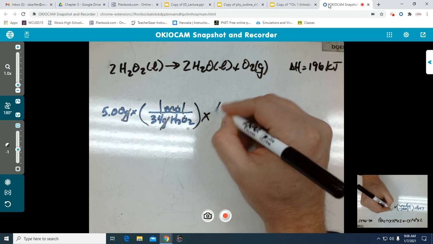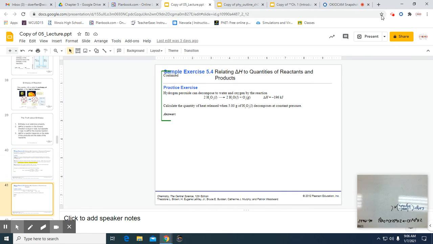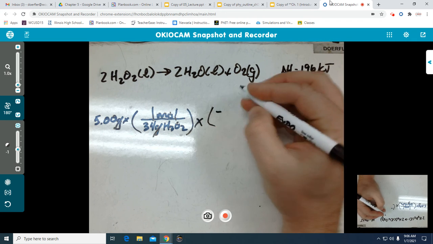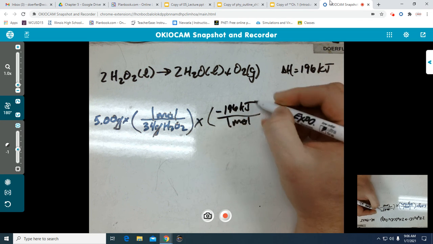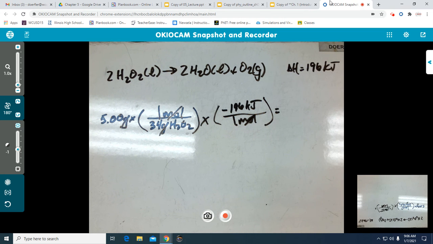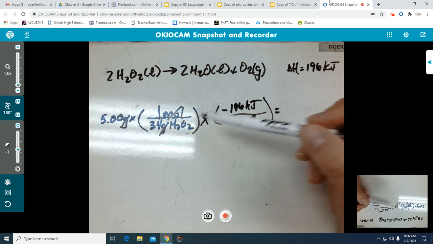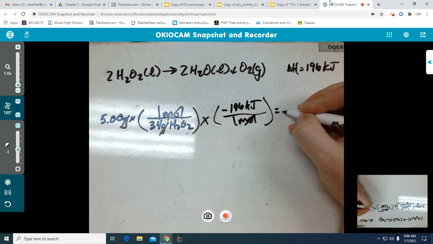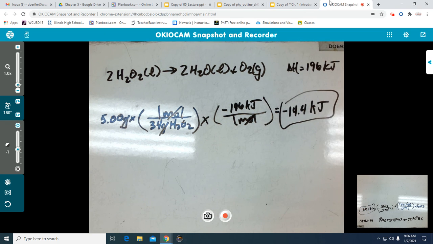And lastly, we use the enthalpy value found in the reaction right here. We have negative 196 kilojoules per 1 mole. This allows for moles to cancel out. Again, if you want to pause it right here, you may. After you calculate everything out, you take 5 divided by 34 and multiply by negative 196. You get negative 14.4 kilojoules of heat that is being released. And that is how you do that type of calculation.